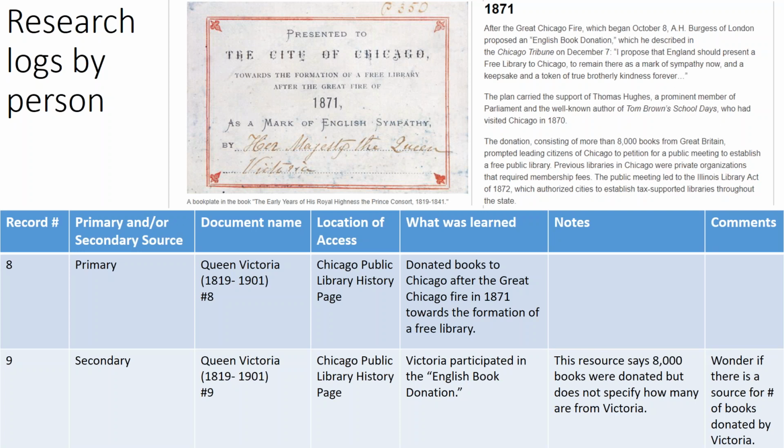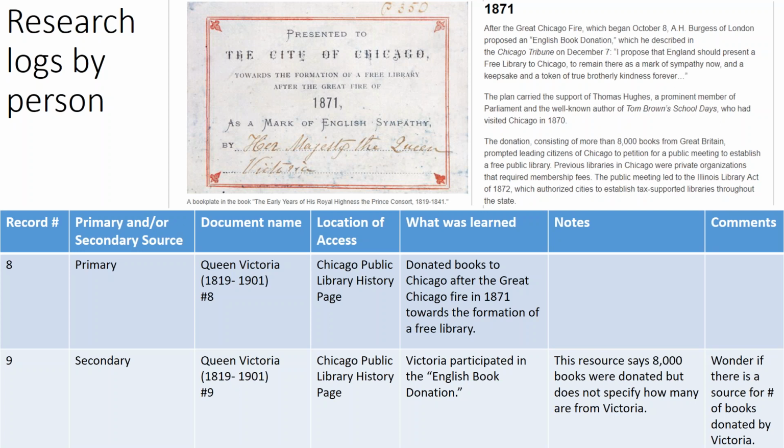And in a research log, you're going to see certain columns that are exactly what you're seeing here, except because we're in a school setting, we added the primary and secondary source column. Otherwise, you're going to have the record number, which is the order in which they found the information. You're going to have the document name, which there is a naming scheme to it.